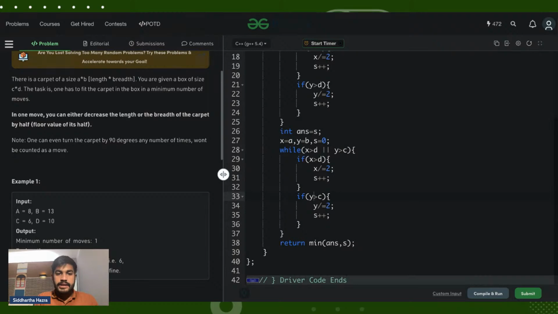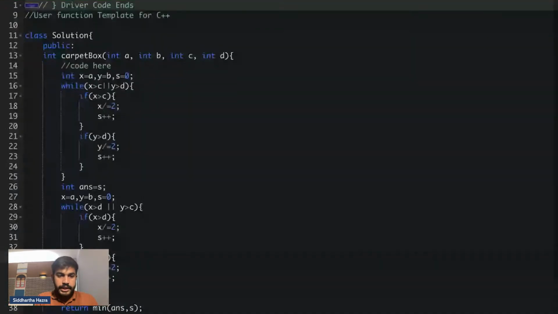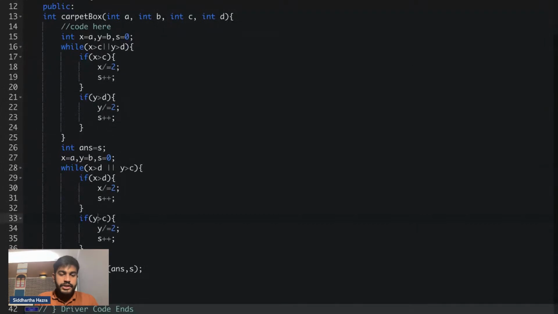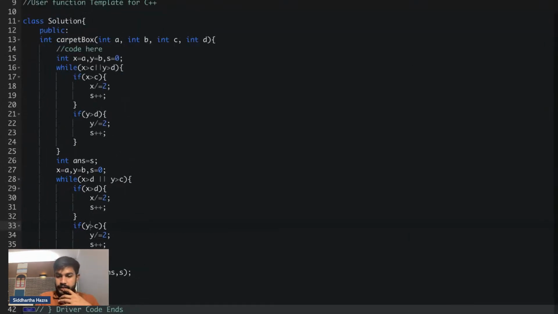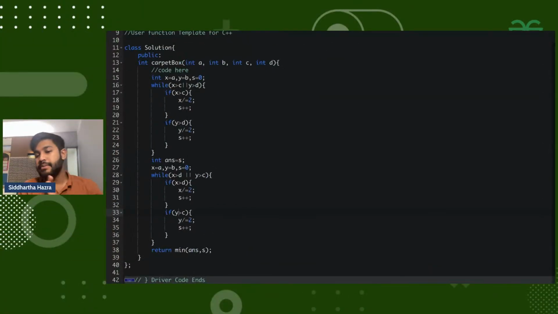So tell me the line number. I would just make it full screen. Tell me the line number at which you are facing the issue. Yeah, tell me the line number at which you are facing the issue. I will wait for the next 30 seconds.